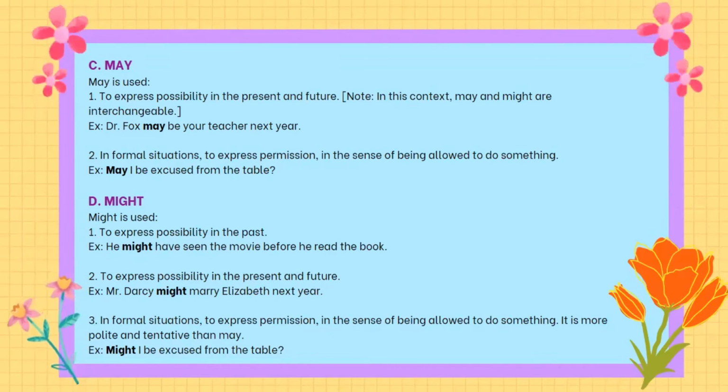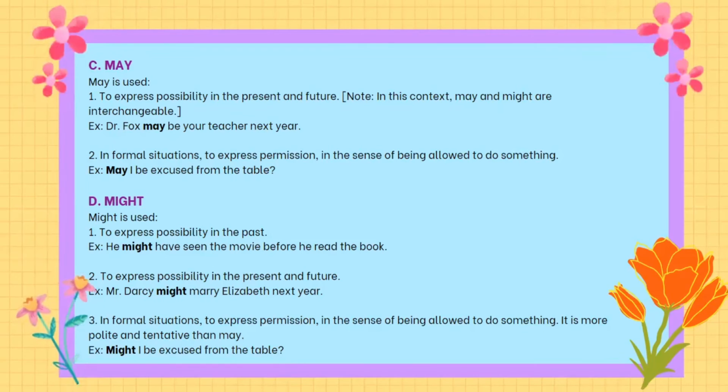The next word here is might. Now the word might is used for 3 different things. The first one is to express possibility in the past. For example, he might have seen the movie before he read the book. 2 is to express possibility in the present and future. For example, Mr. Darcy might marry Elizabeth next year.